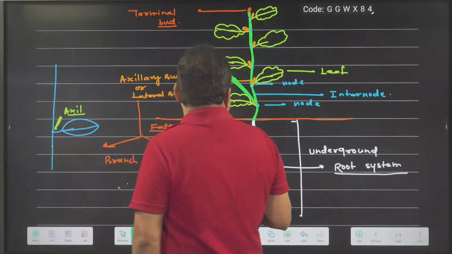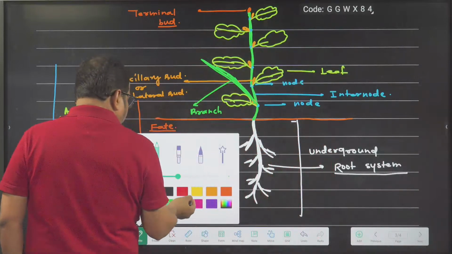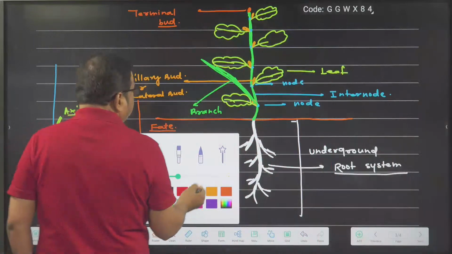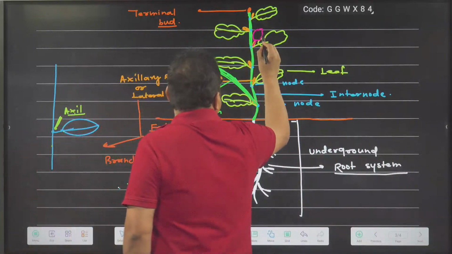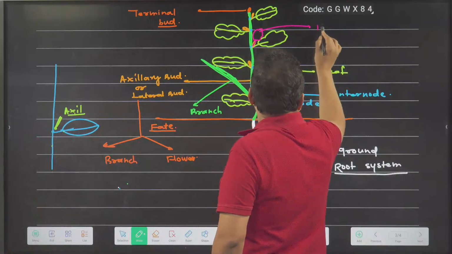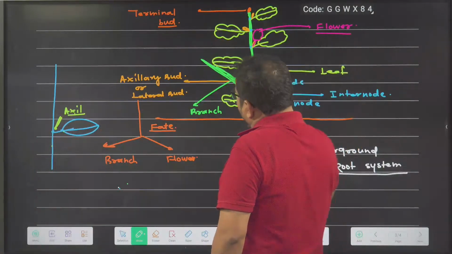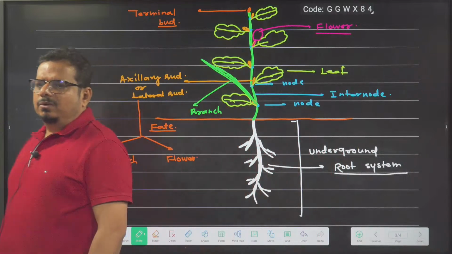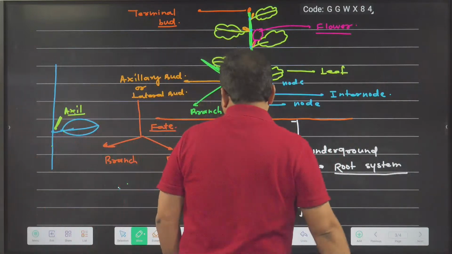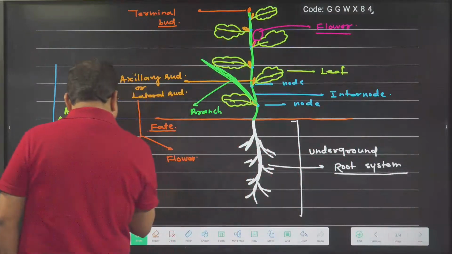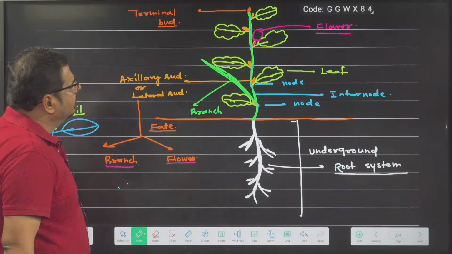Understand the idea? And suppose that here is another axillary bud. It is possible that this axillary bud converts into a flower. Suppose that this is a flower. So what is the possible fate of the axillary bud? The possible fate of the axillary bud is that it either forms a new branch or forms a flower. Is it clear in the mind?